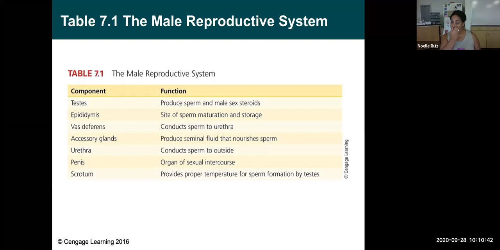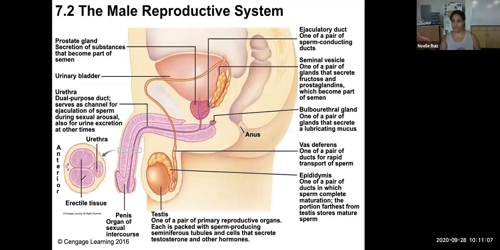The first few slides are about the sex organs of males and females. You all know which organs you have. You're going to learn which organs the opposite sex has. There's a whole table in your book. The components: testes, epididymis, vas deferens, accessory glands, urethra, penis, scrotum. They all have different functions. And then there are figures too. These are always fun, but I don't need to necessarily go through these.